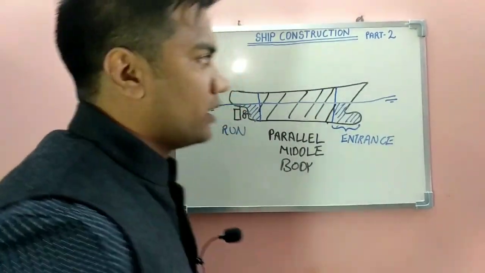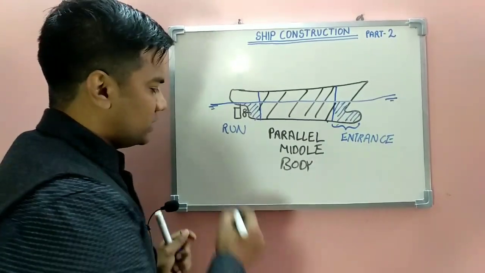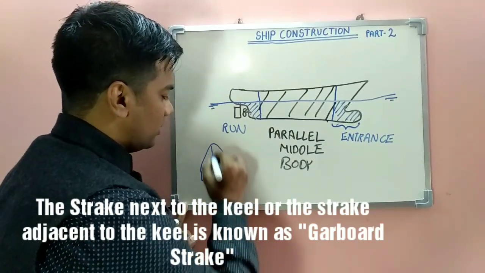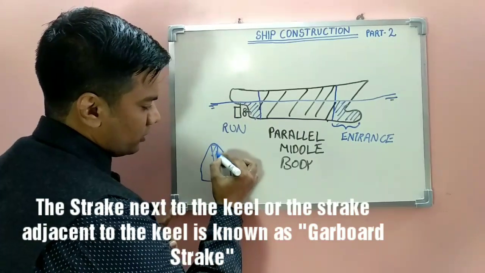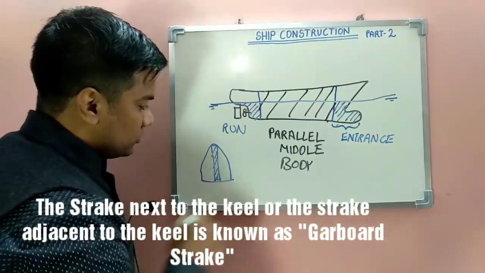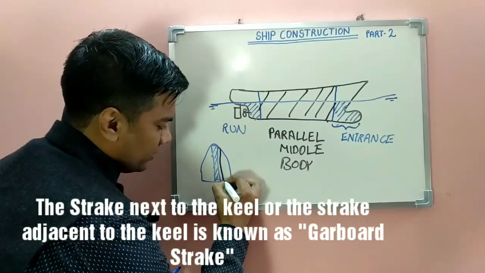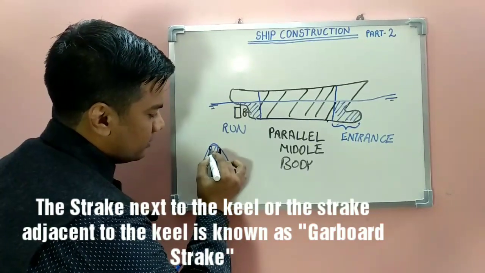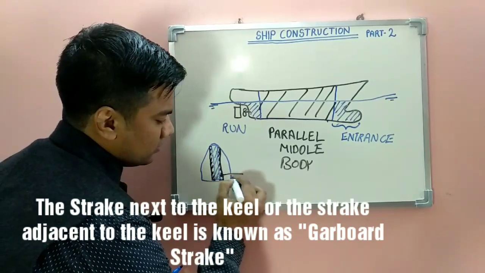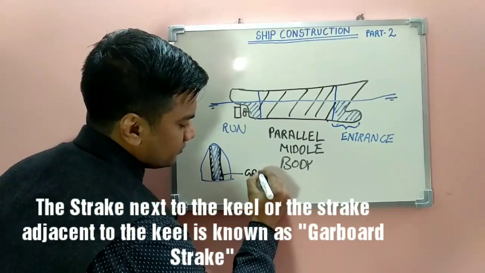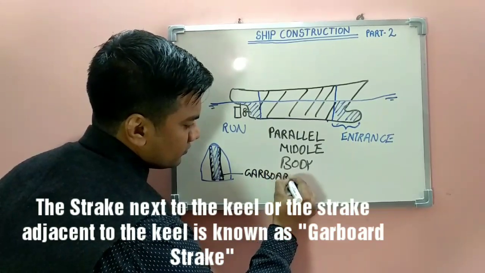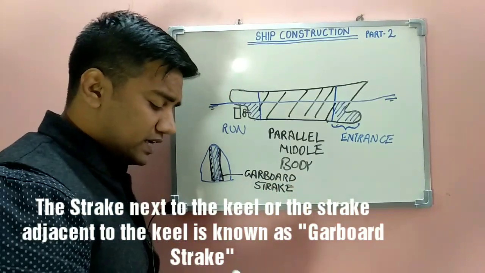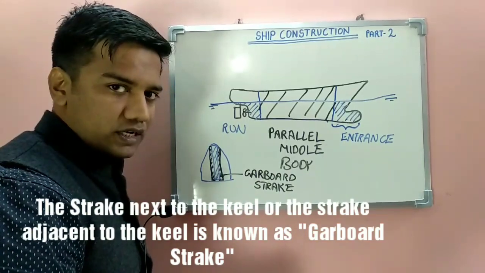Now let's look into another definition, which is your garboard strake, which I missed in the previous session. Now garboard strake is nothing but the first and foremost strake next to your keel. So if this is your keel, this is the keel plate, the next plating over here, this plate in the port and starboard side is known as garboard strake. Or the strake adjacent to the keel plating is called your garboard strake.